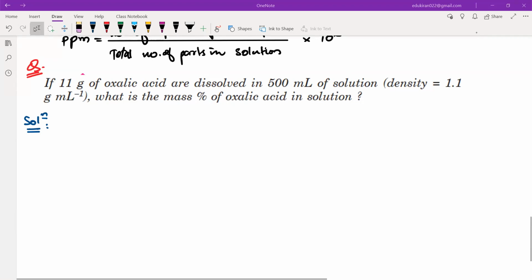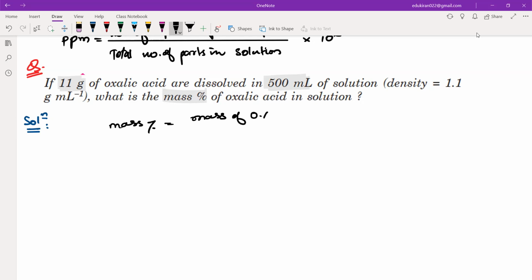So if you look at this question, you have been given 11 gram of oxalic acid. So this is the amount of solute. It is added in 500 ml of solution. This is the volume of solution, and they are asking mass percentage. So in order to have mass percentage, you need mass of oxalic acid divided by mass of solution into 100. Now you don't have mass of solution, but you have the density here and the volume here.